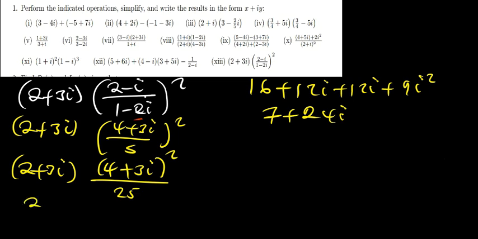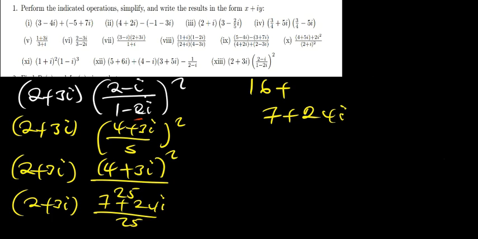So now I have 2 plus 3i, then 7 plus 24i divided by 25, like that. So we come here and I'll continue from this part. We are now multiplying.